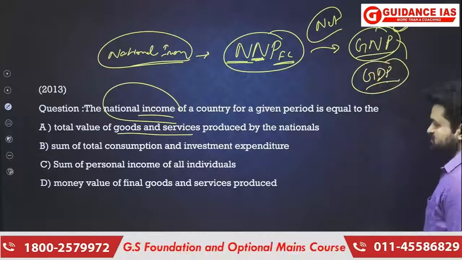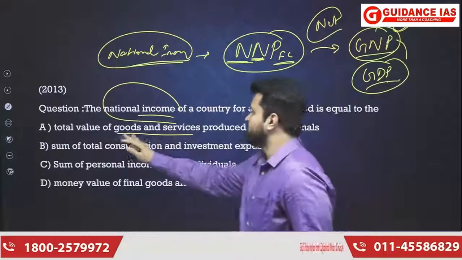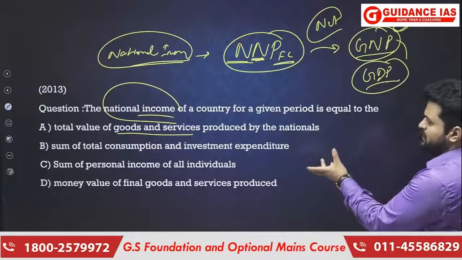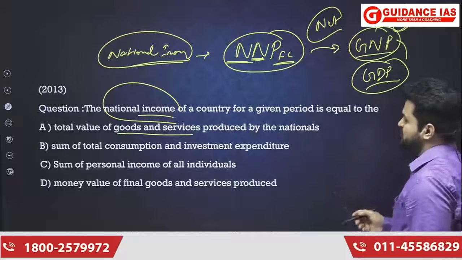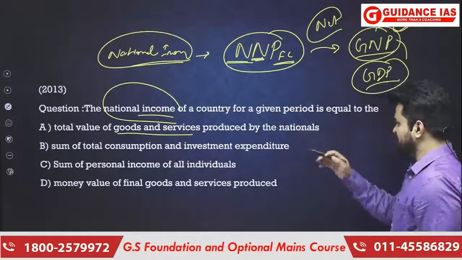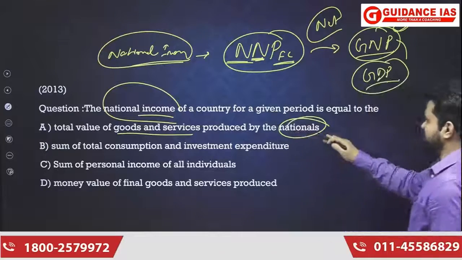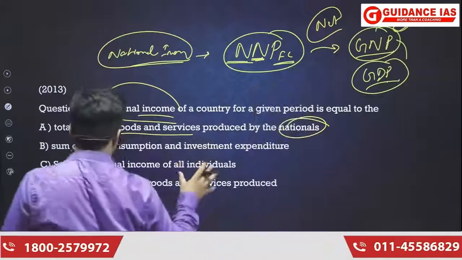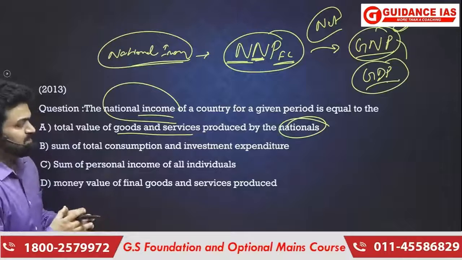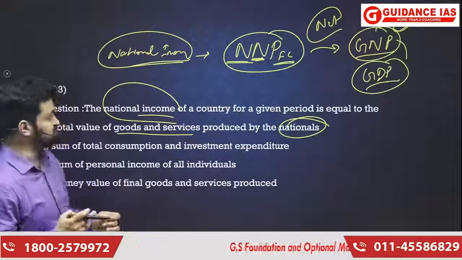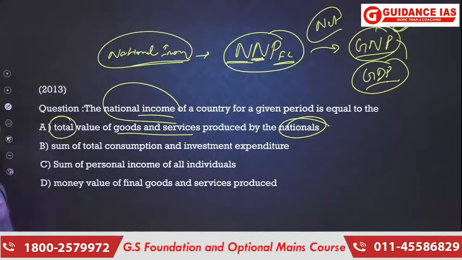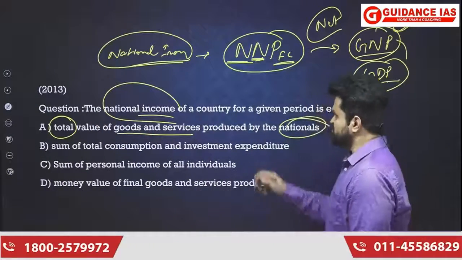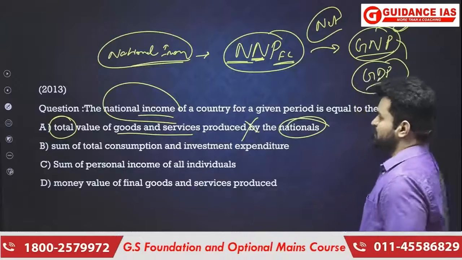Okay, so here you see the first option: total value of goods and services produced by the nationals. It seems to be the correct option, but it is not. Why does it seem correct? Because the production is by nationals. But if you recall, I gave you the definition where it was said that it is a money value of final goods and services, and not the total goods and services. So that is why this option is going to be incorrect.